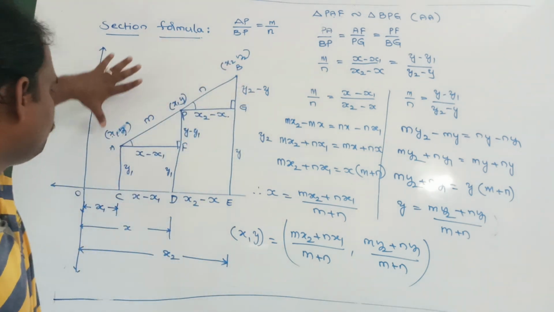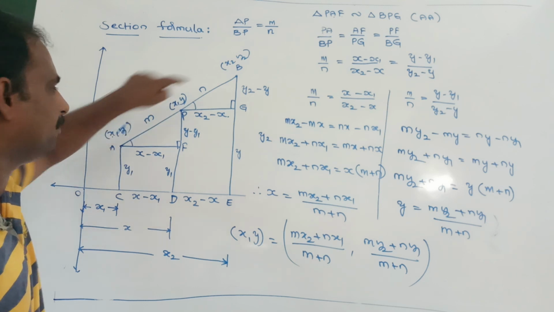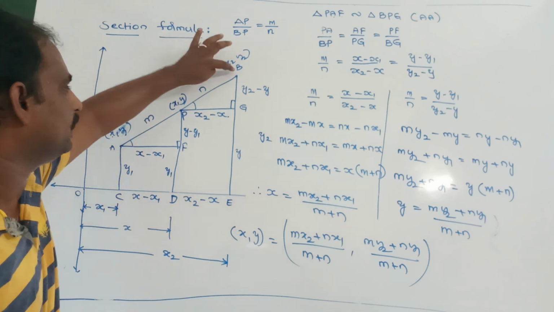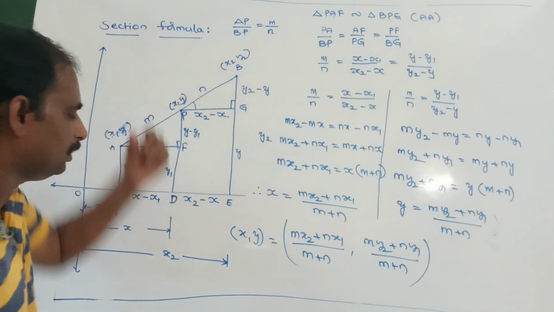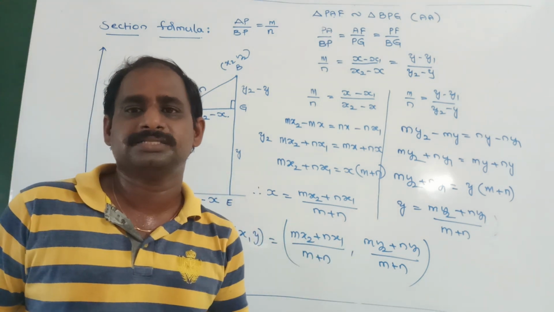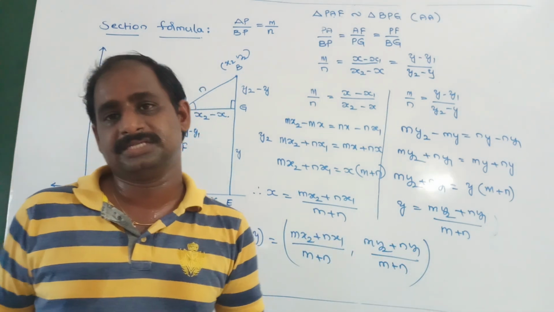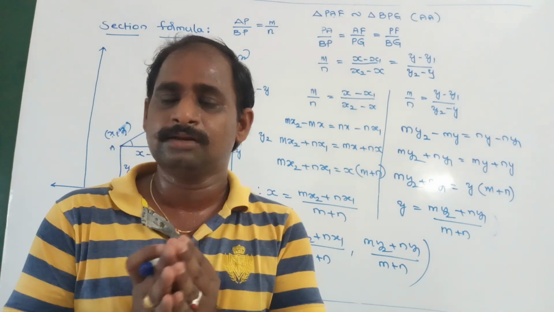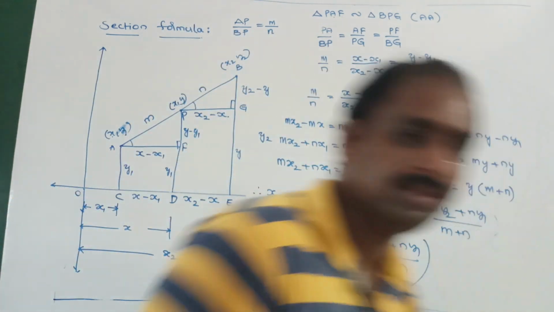So clearly AB is a line segment. There is a point which is interior to AB, which divides the total AB in the ratio M is to N. Then the dividing point P has the formula (Mx2 plus Nx1) by (M plus N), (My2 plus Ny1) by (M plus N). This is called section formula. Basing on this, we can do so many problems. I think you understood.